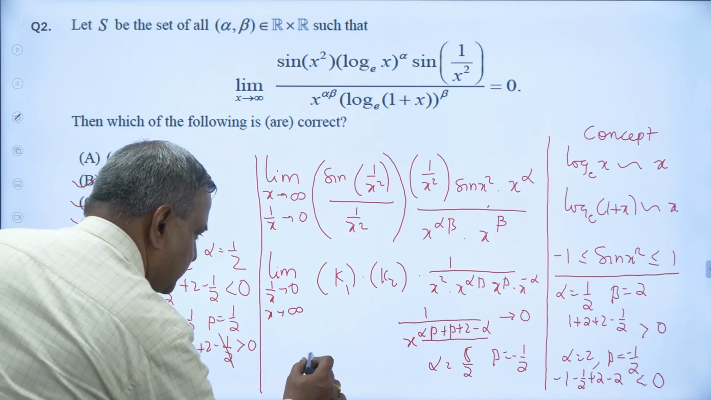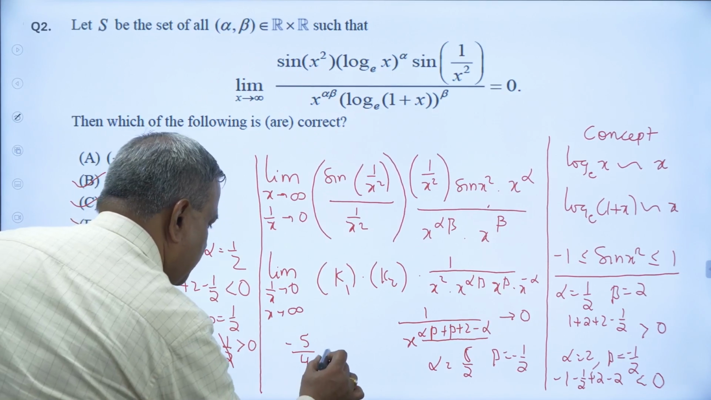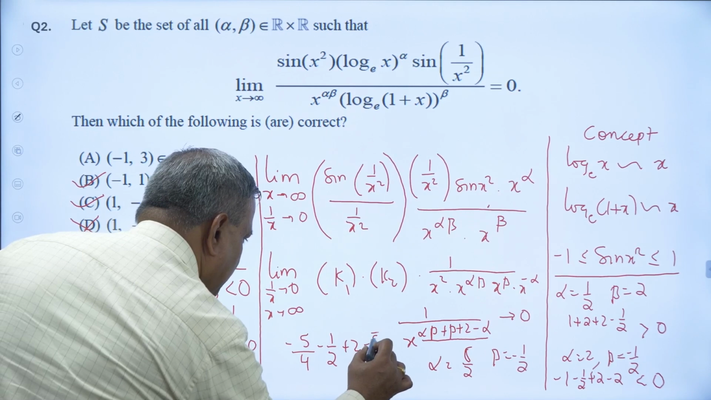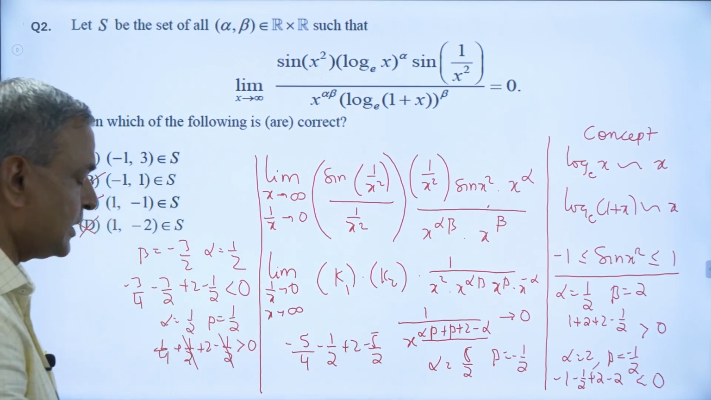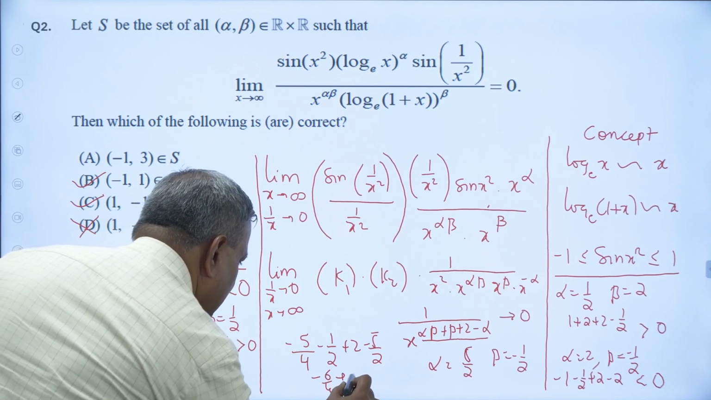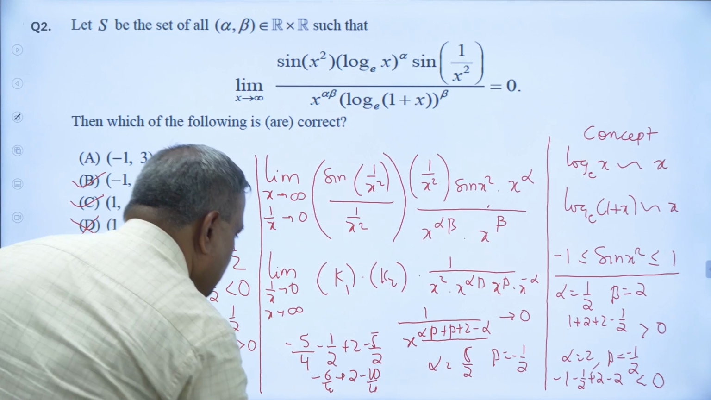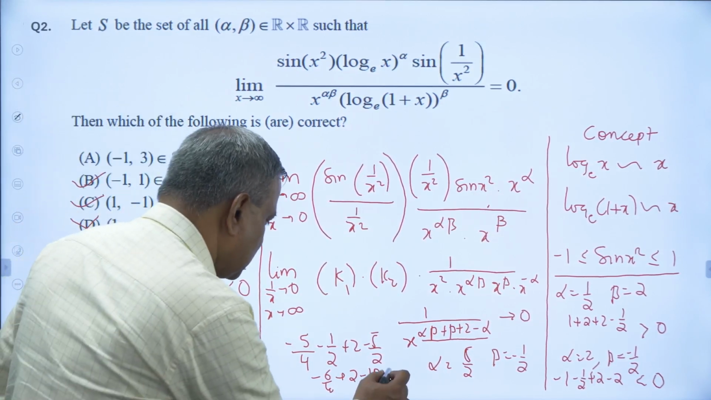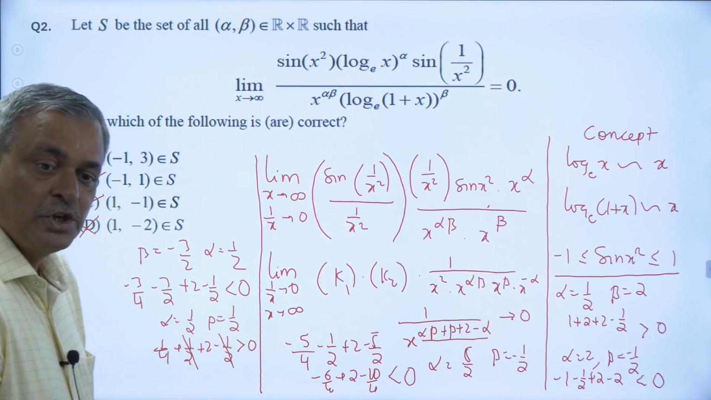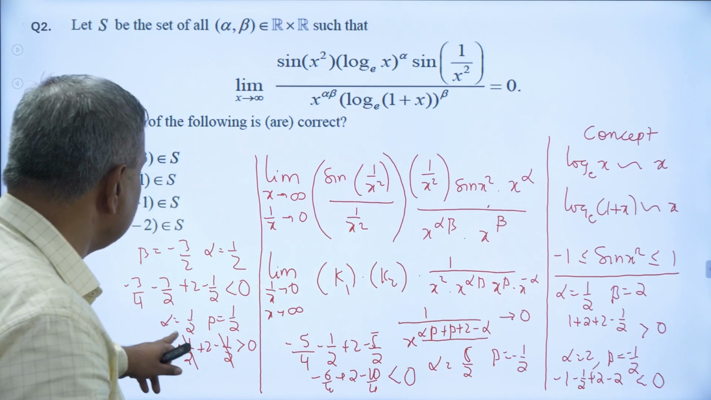So what do we get from this? We get minus 5/4, beta is minus 1/2, plus 2, minus 5/2. Clear? So this will give you how much? Minus 6/4 plus 2 minus 10/4, which is minus 16/4, and it is coming out to be less than 0. Clear? So for certain values it is coming less than 0. For all these values you have checked, it is less than 0.